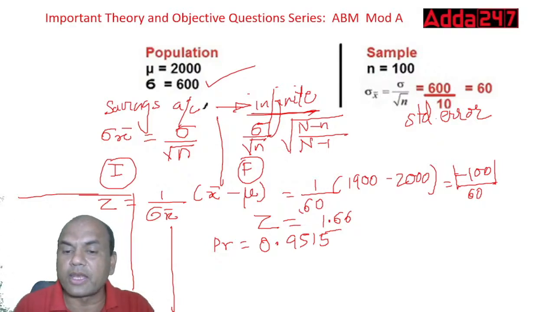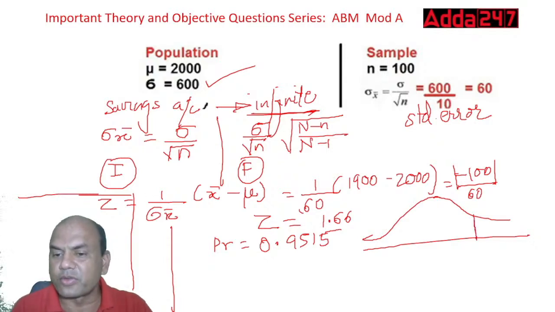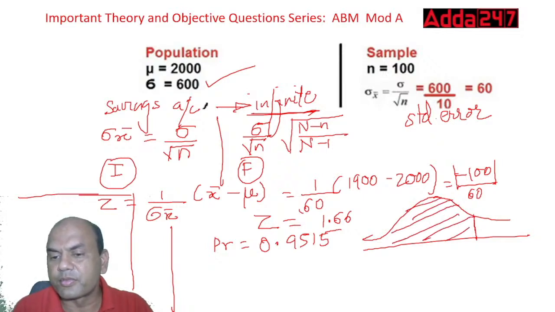See here, this total area is 1. Now look at this, everyone. This total area is 1, right? Out of this, 0.9515 is below 1900 over here, because 1 means 95% you are covering. So this all area is below 1900, okay?